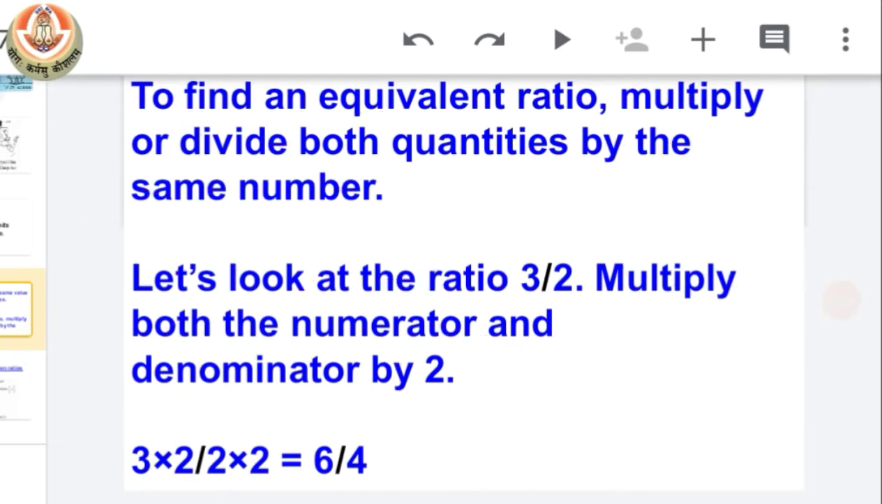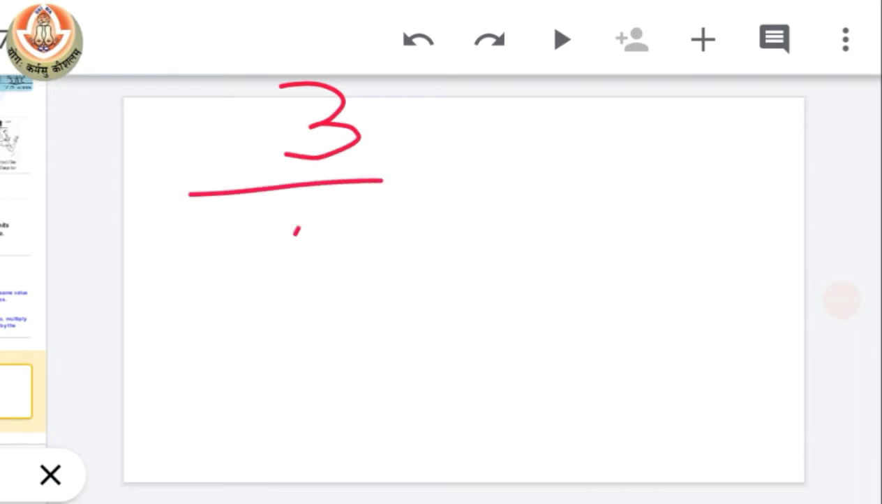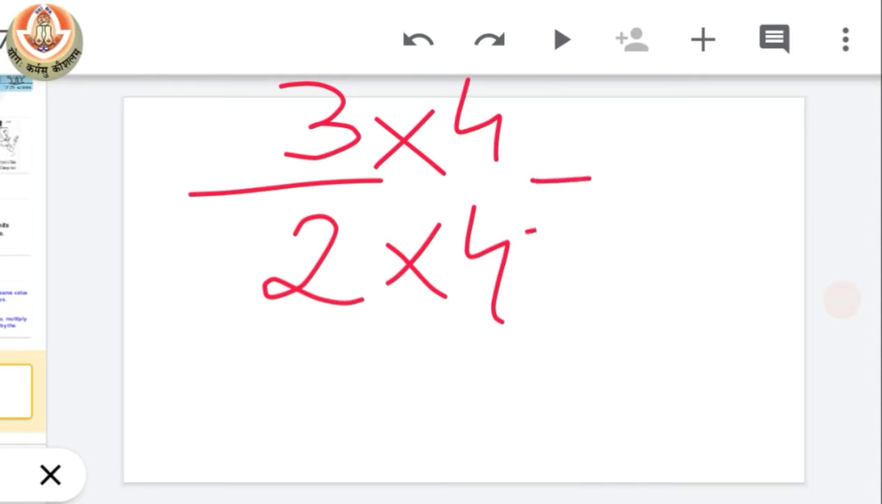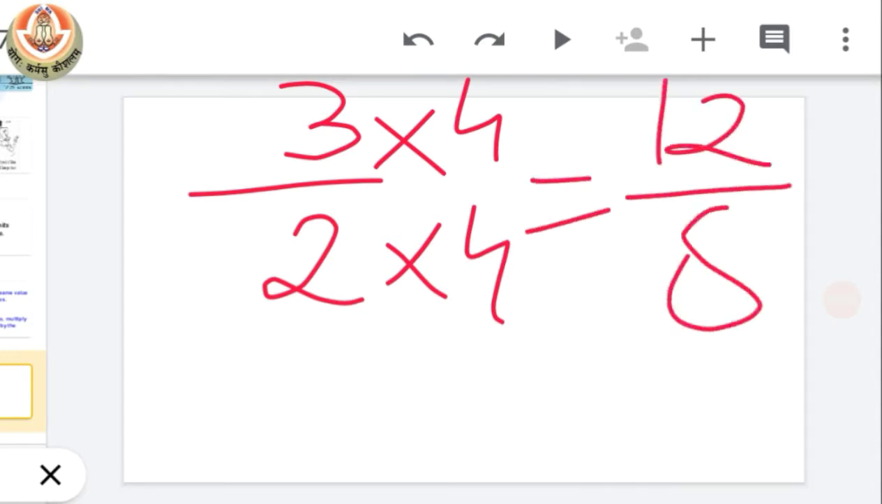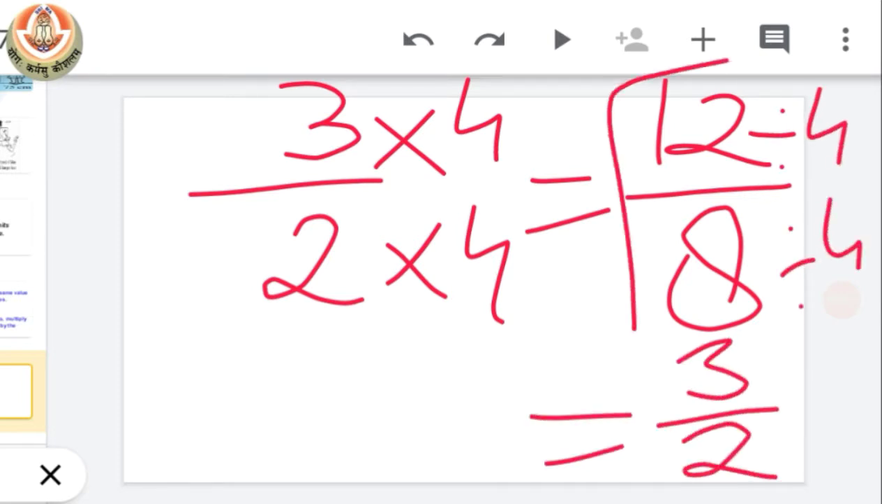Okay, you can see more examples like this. For example, we have 3 by 2. So let's multiply the numerator and denominator by 4. We will get 12 by 8. Now again, when you divide it by 4, you will get 3 by 2. That means this 12 by 8 is an equivalent ratio of 3 by 2. Okay, I hope this is very much clear to you all.